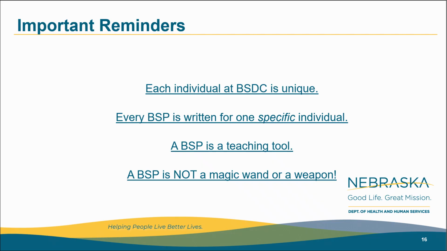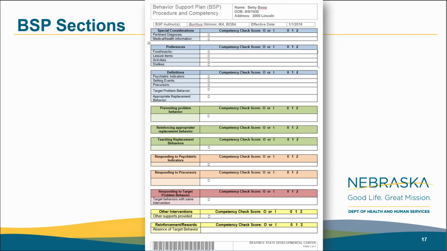Now let's walk through the BSP document itself. Here is a blank template of a BSP. You'll notice that it is formally titled Behavior Support Plan Procedure and Competency. That's the long name. You might hear it referred to as a PNC, but usually it's simply referred to as the BSP. So we'll continue to use that term as we talk about it.